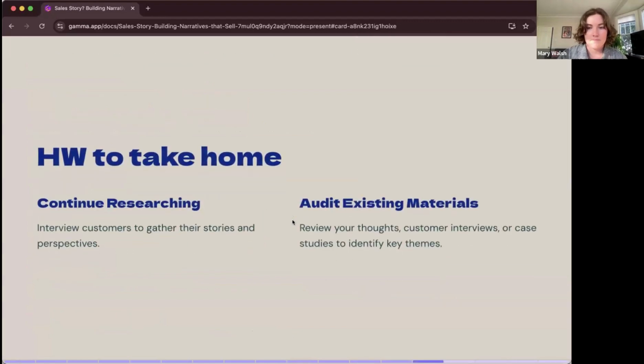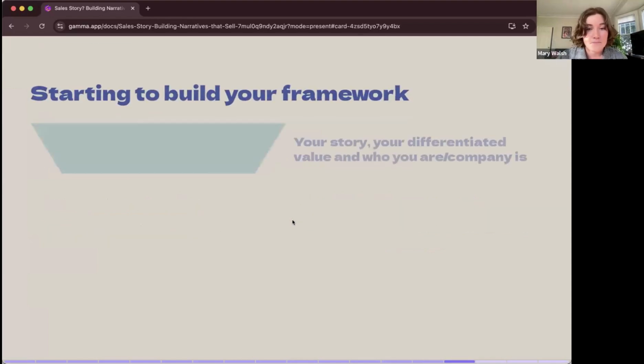Okay, so more homework. I've tried to give you lots of homework. You can choose to do it or not, but continue to research, continue to audit. I'm a very big fan of using audio transcripts and AI to start to pull out some of the words you're using, some of the customer stories you're hearing, and identify key themes.